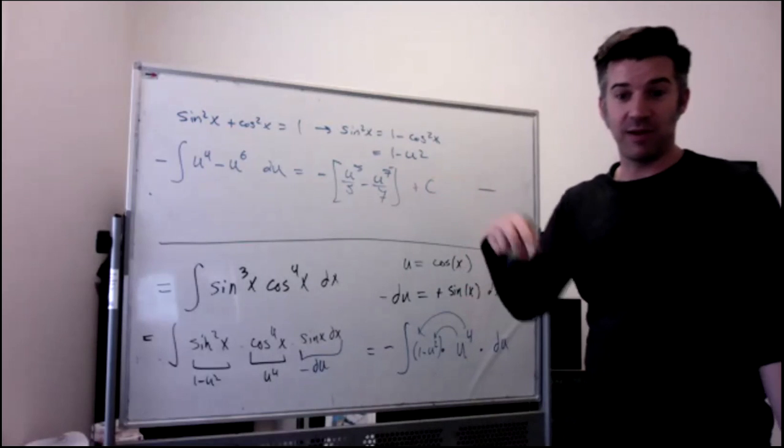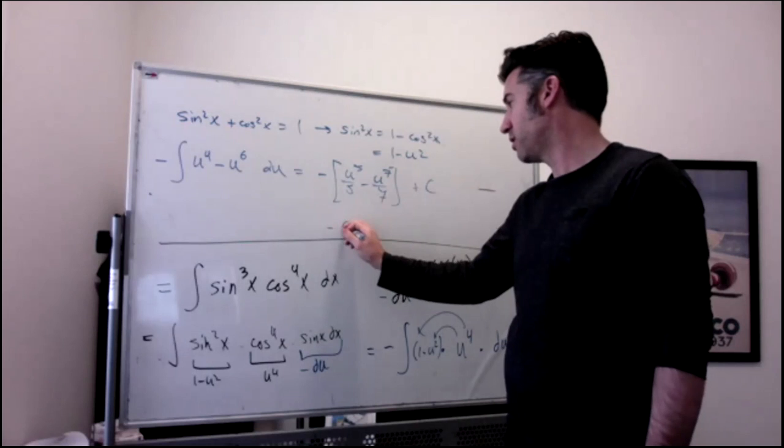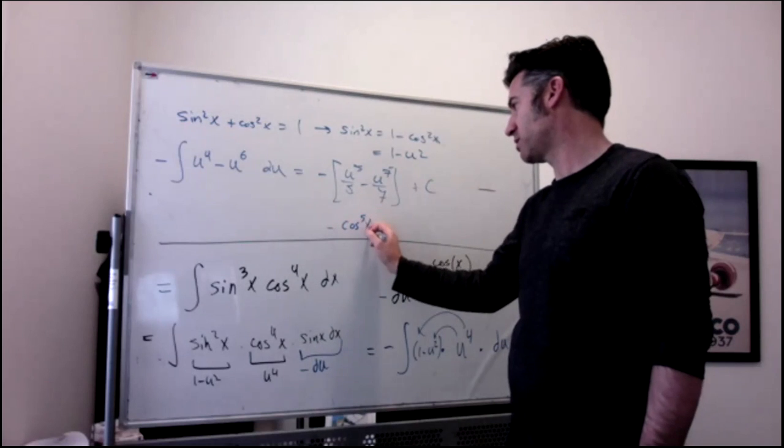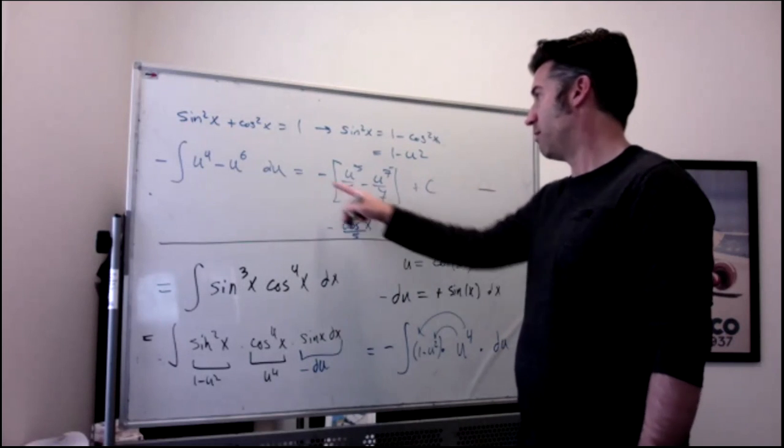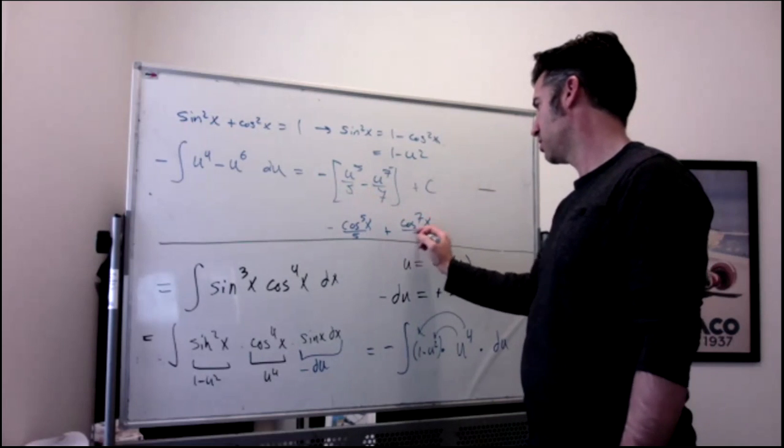And then finally plug back in that u is equal to cosine. So I end up with negative cosine to the fifth x over 5 minus a minus, which is plus, cosine to the seventh x over 7.